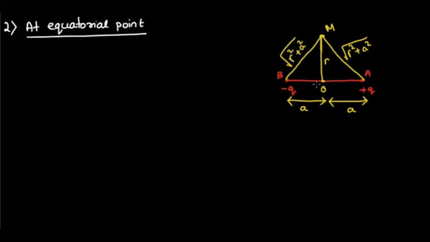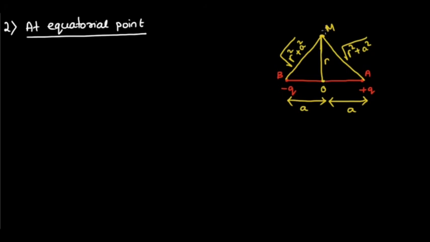Look at the diagram here. We have an electric dipole consisting of two charges, minus q at the point B and plus q at the point A. Again, 2a is the separation between the two charges, or you can say that the dipole length is 2a. So O to B distance is a, and O to A distance is also a.